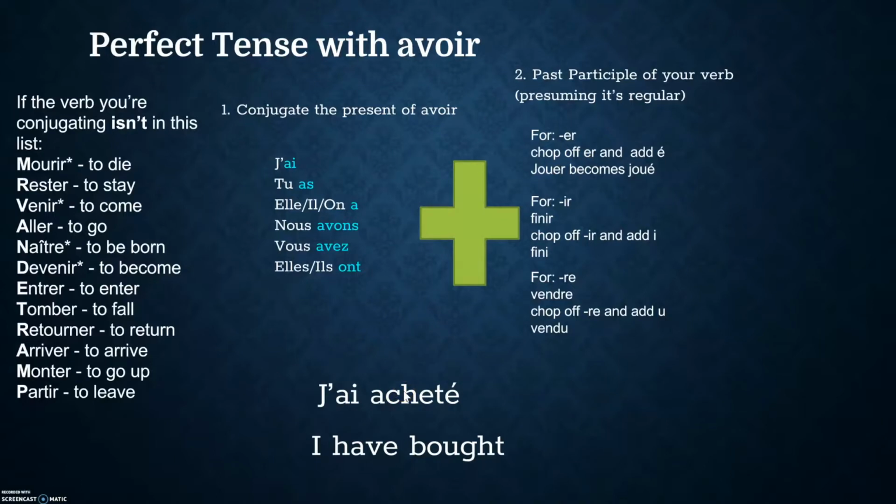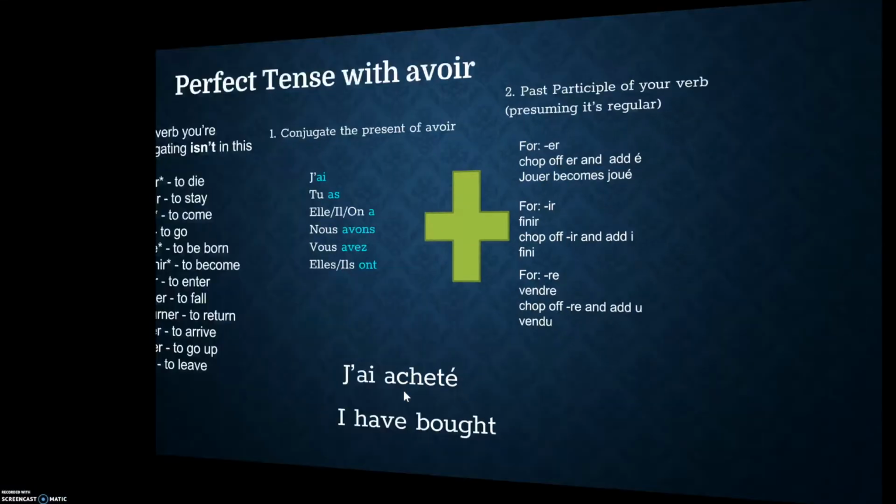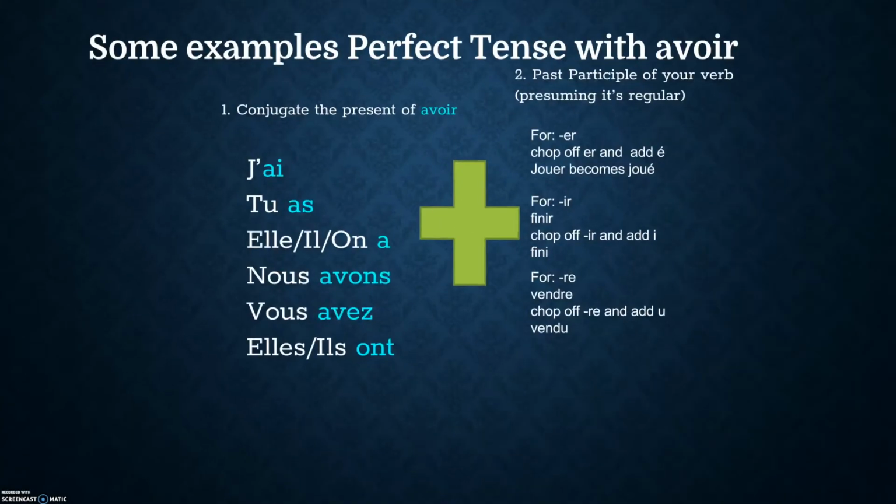So now I'm going to run through a few more examples. I have eaten. So the verb for to eat is manger. Ask myself, is manger a Mrs. Van de Tramp verb? No, it isn't. So I'm going to use the present tense of avoir, not être. The pronoun here is je, so I'm going to need the present tense of avoir in the je form, so j'ai. That's the first half of the conjugation done.